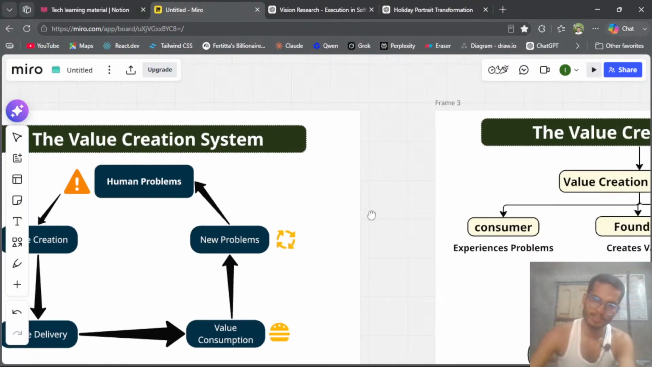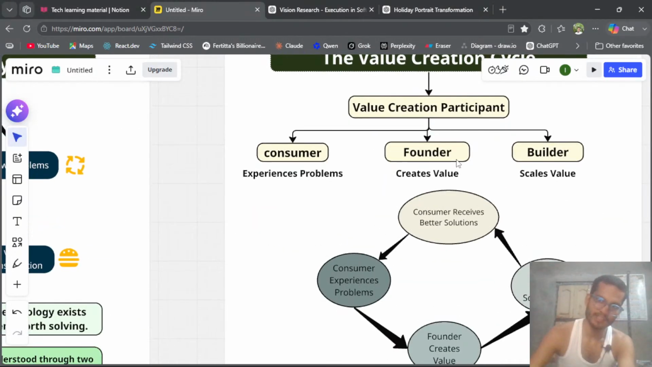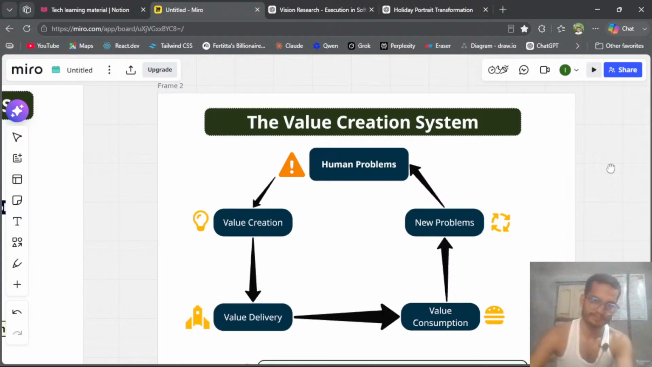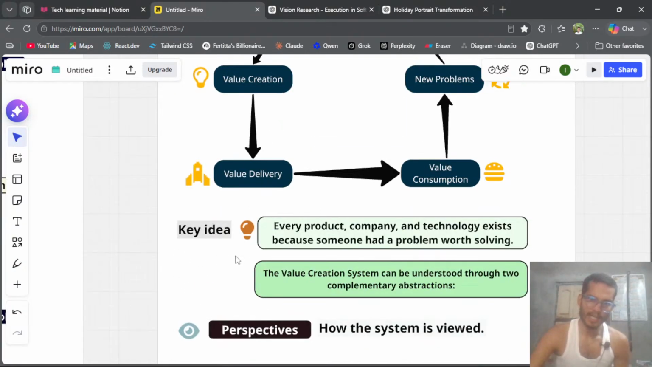So we have this value creation cycle. We have three participants: the consumer, the founder, and the builder or software engineer. You can say: human problems, then value creation, value delivery, value consumption, and then again a new problem. This is the circle. This is the loop. And the key idea is that every product, company, and technology exists because someone had a problem. If you solve that problem, you will be rewarded. That's all.